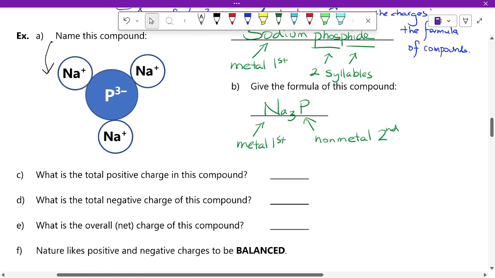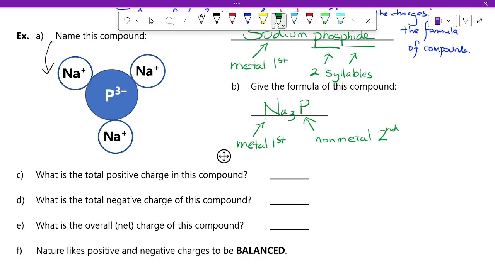What is the total positive charge in this compound? Everybody, what's the total positive charge in this compound? Just looking at the positives, it is positive 3, because there's 1, 2, 3.